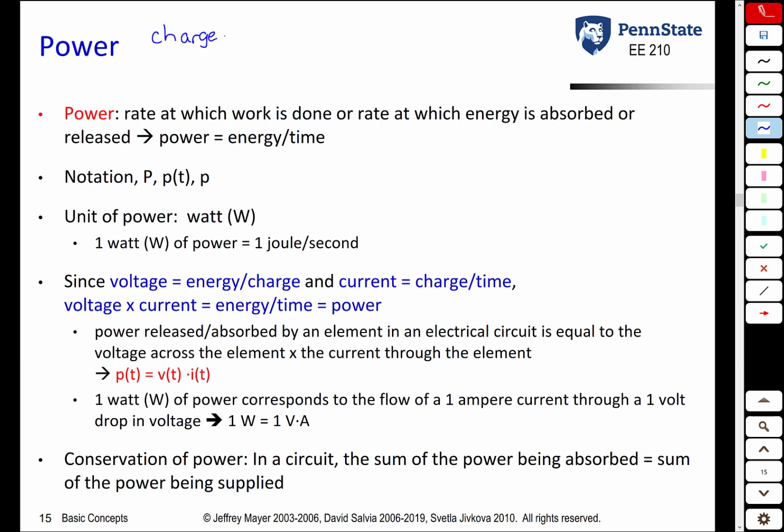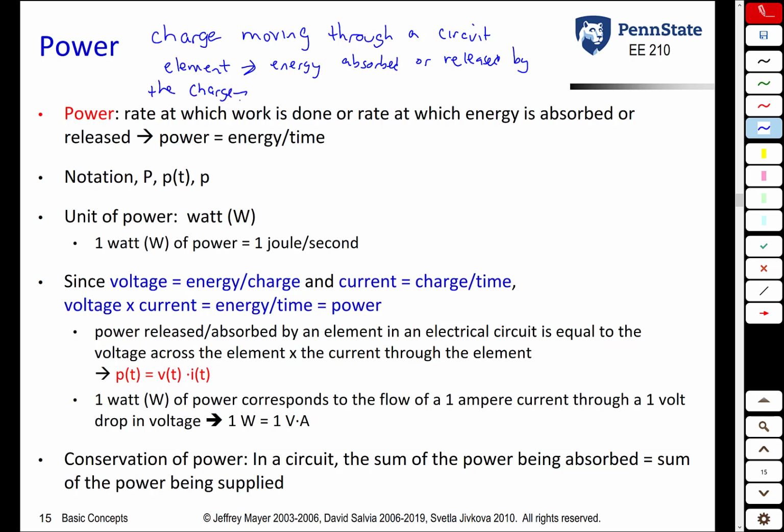So when you have a charge moving through a circuit element, you get energy absorbed or released by the charge, which then means that the energy is released or absorbed by the circuit.